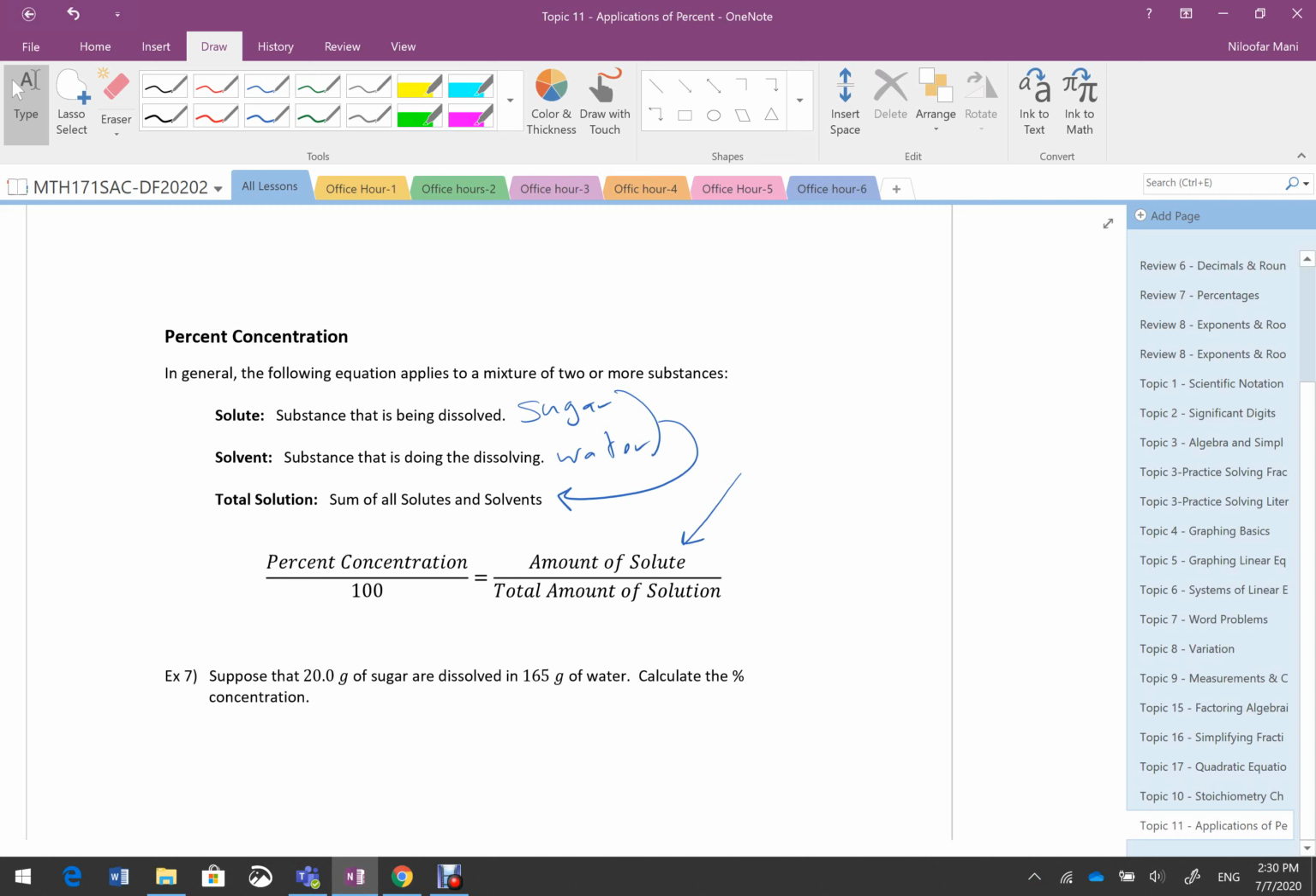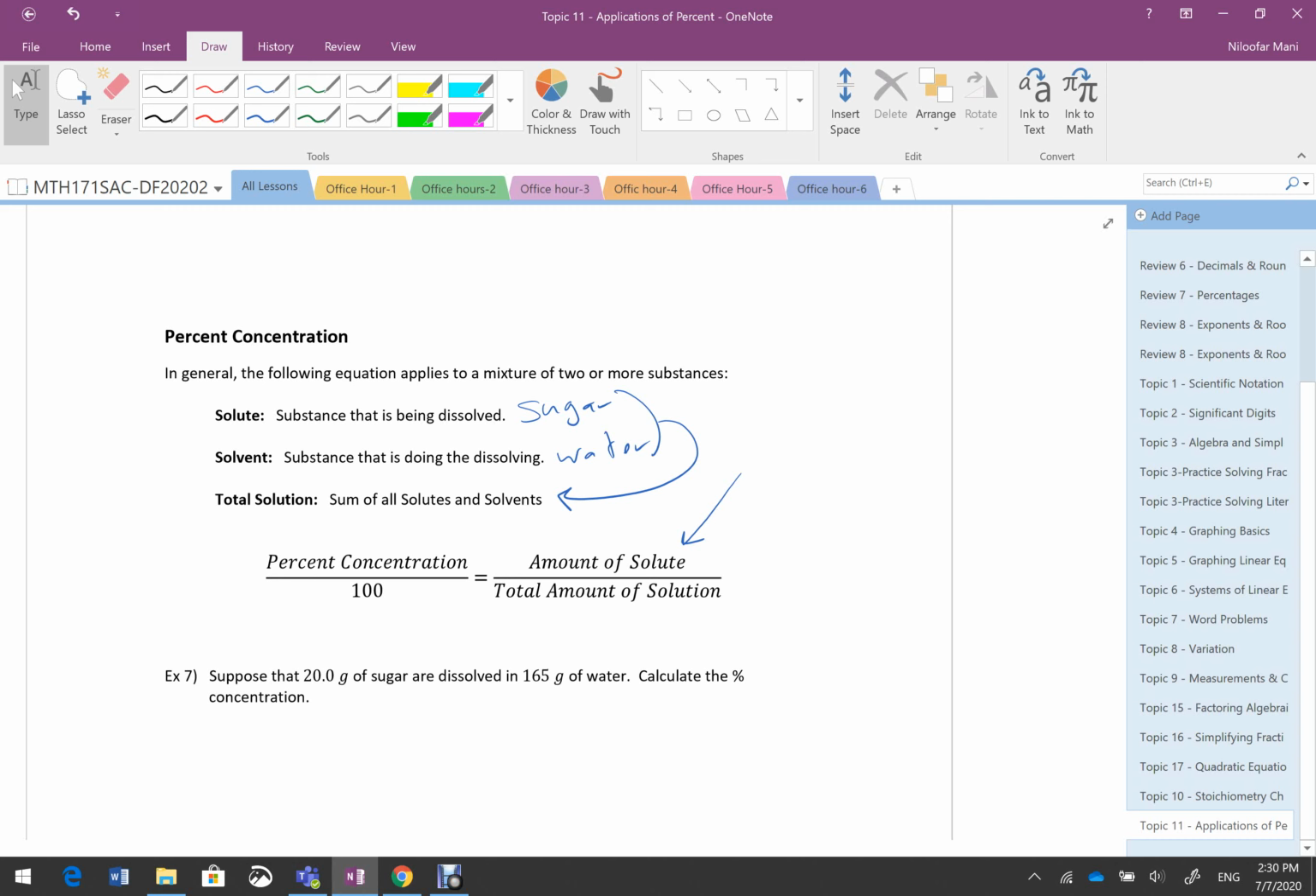Before we move on to any questions and examples, we need to know some definitions. We have solute, which is the substance that is being dissolved in a solution, for example, sugar. And solvent is the substance that is doing the dissolving, for example, water.